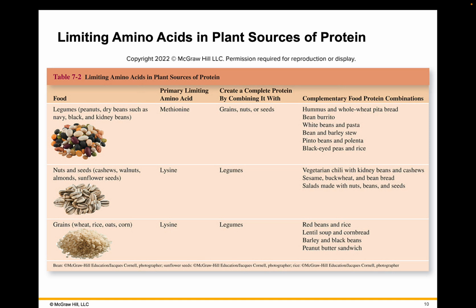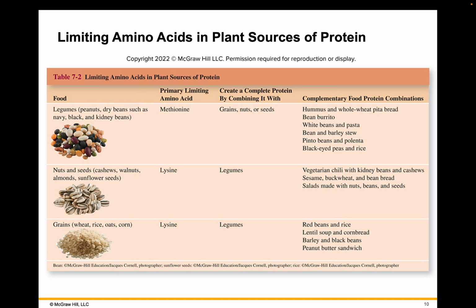And if we look at some examples of plant proteins, we have legumes, peanuts, and dry beans such as navy, black, and kidney beans. Those will be examples. They can be combined with grains, nuts, or seeds. So imagine an example would be hummus and whole wheat pita bread, or a bean burrito. A bean and barley stew would be an example here. Others include a vegetarian chili with kidney beans and cashews, or sesame, buckwheat, and bean bread, but you're getting the idea.